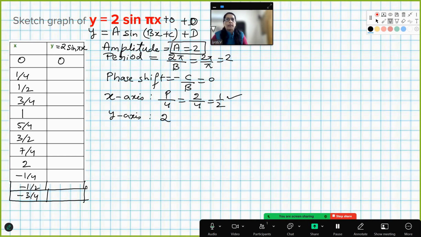When x is 1/4, sine pi by 4, sine 45 is 1 by root 2, which is 0.71. We are going to multiply 2 to 0.71. I'm using a calculator to quicken the calculation part here. So sine pi by 4 is sine 45. Sine 45 is 1 by root 2. 1 by root 2 is 0.71. To that we are multiplying 2. So it turns out to be 1.42.